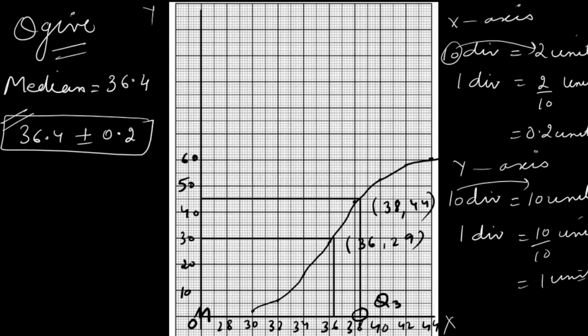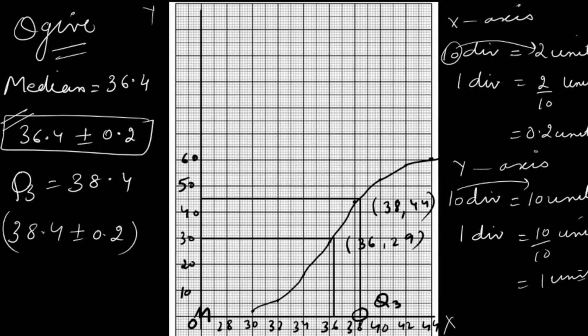So I am getting it as 38.4. So Q3 is equal to 38.4. Here also again, 38.4 plus minus 0.2 units is acceptable. So we have found the median and we have found the upper quartile.